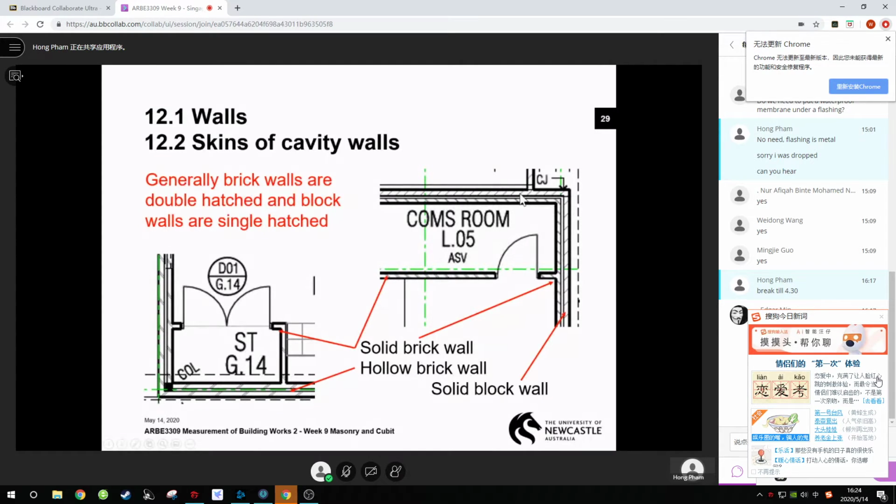Like for example, this part here is internal already, and this part here is external. You see? So external or internal depends on whether they are facing outside or facing inside. Can be internal or external, correct? Yeah. So remember, single hatch is block work and double hatch is brickwork. And they are measured separately. Two different sections. Brick is one section, block is one section.